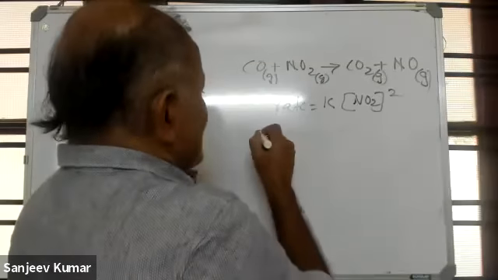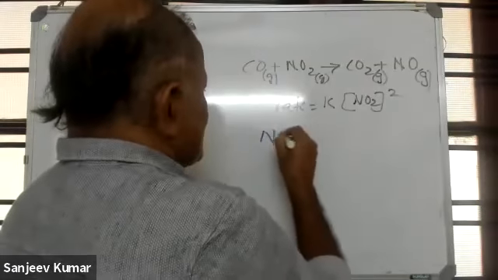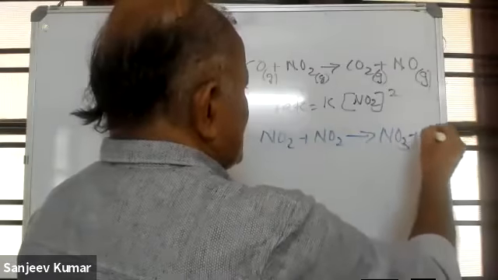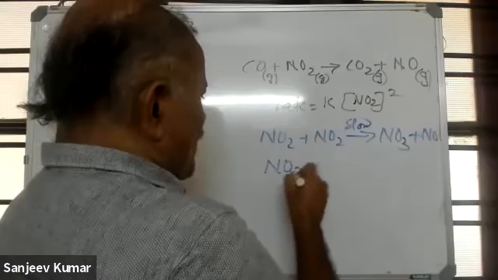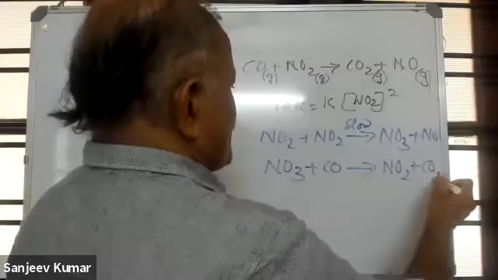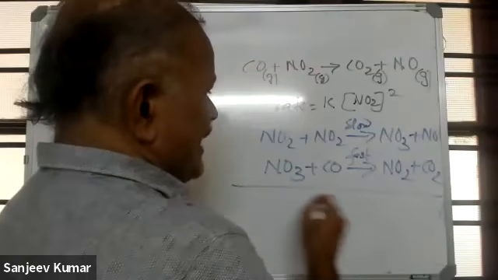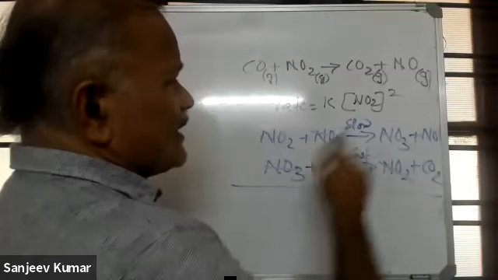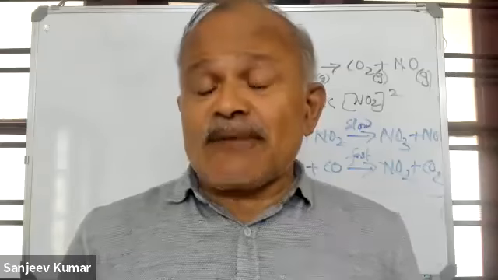The rate determining step contains 2 molecules of NO2. Therefore, the rate determining step will be NO2 plus NO2 gives NO3 plus NO. This is a slow step, therefore it is the rate determining step. As soon as NO3 is formed, it will combine with carbon monoxide to give NO2 plus CO2. This is a fast reaction. When you add these two equations, you will get NO2 plus CO gives NO plus CO2, the required equation. That means the probable mechanism is a two-step mechanism.